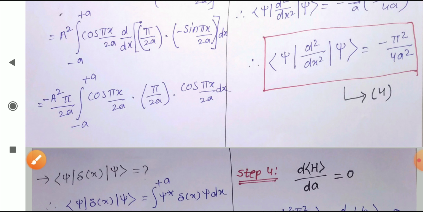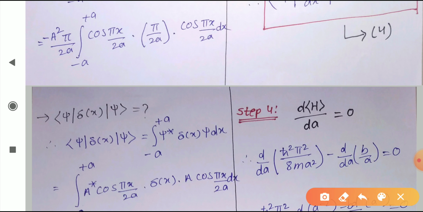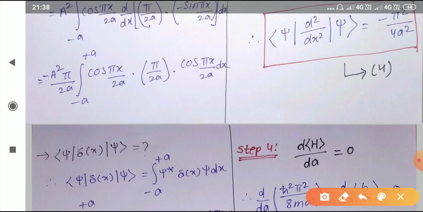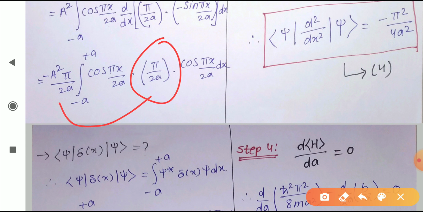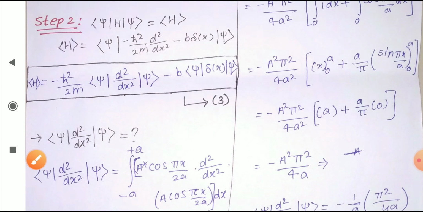So after doing this derivative, we have got this term. Clear? So now what I can do is take this constant outside, so it will be multiplied with this. Here we'll get pi square upon 4a square, and when we multiply this, we will get cos square pi x by 2a dx. Okay, so that is what we will get.